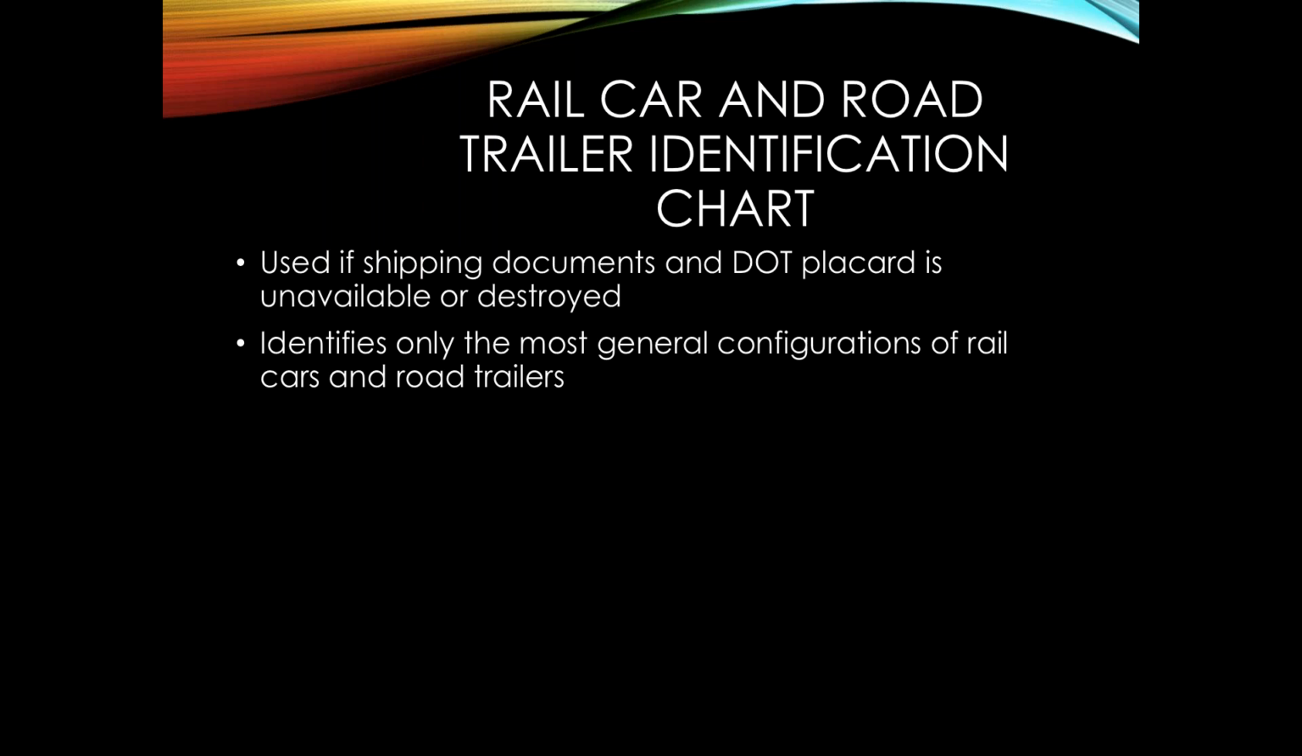It has a rail car and road trailer identification chart, so if you can't see DOT placards and you're not sure, or they don't have any shipping papers, and you're far away, in the white section you'll find a list of different tank, rail car and road trailer identifications, and it tells you which guide to go through in the orange section if you see these. If you have a rail system in town, it's good to know what's being carried on there.